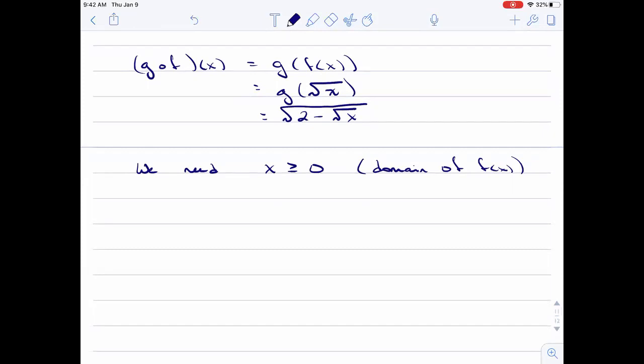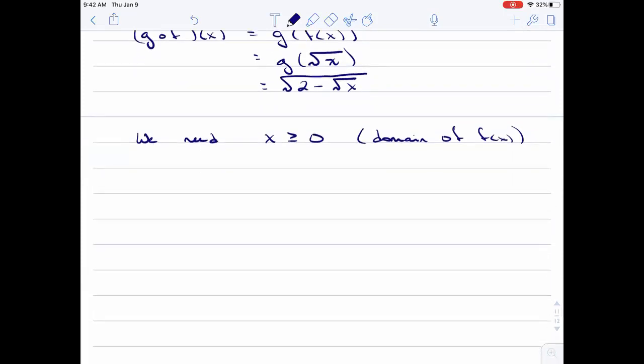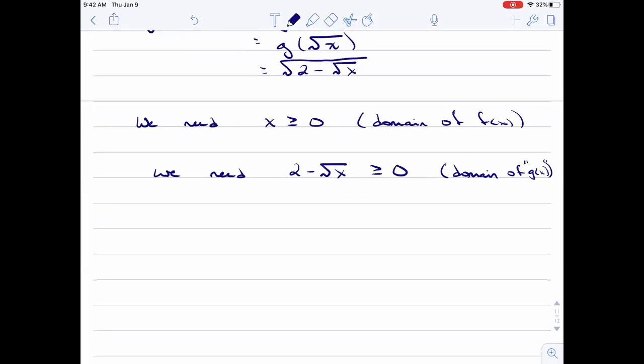So we need to satisfy the domain of f of x, which is just x has to be greater than or equal to 0. It has to be positive. But then also we need 2 minus the root of x to be greater than or equal to 0. That's the domain of g of x. Not really g of x. I'll put kind of air quotes around g of x. The domain of g of x is different, but if I'm thinking about it as the outside function, it's a little bit easier.